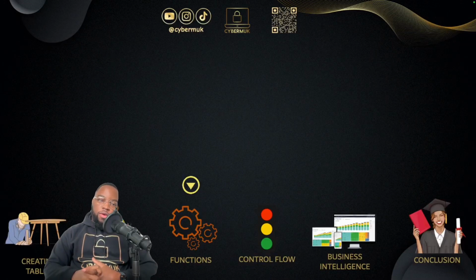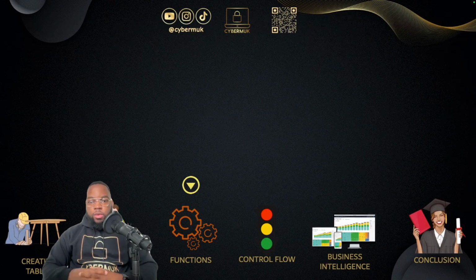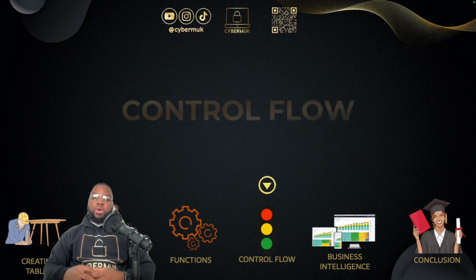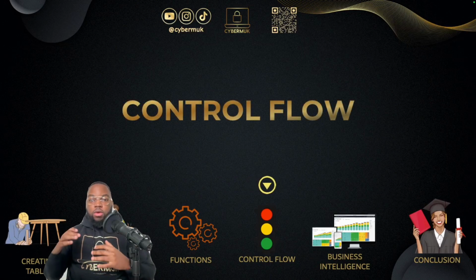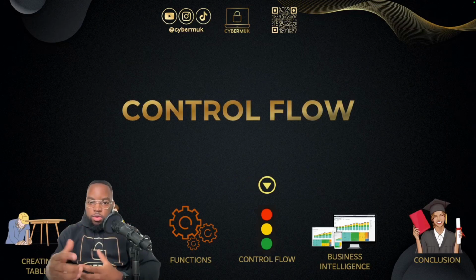What have we learned so far? So we've created tables, right? We filled tables with data, we deleted rows and columns, and we work with functions. So we created functions and saw the different use cases for join, for union, and more. Now we are going to go into control flow to see how we can control the flow of SQL code.